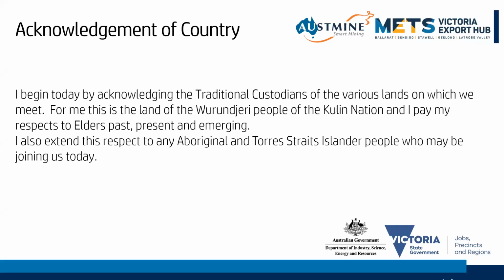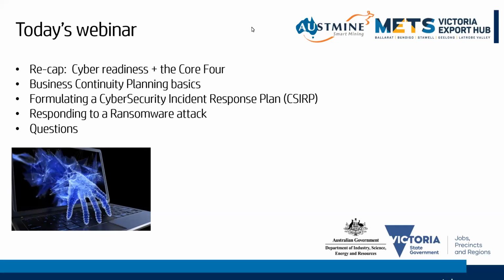So without further ado, let's have a look at what we're going to be covering today. Initially, we're going to have a quick recap of exactly what we mean by cyber readiness and the core four, looking at business continuity planning basics, formulating a cybersecurity incident response plan, or CSIRP, which of course is the main focus of today's session. And finally, we're going to take a quick look at how you might respond to a ransomware attack, simply because those are absolutely on the ascendant.